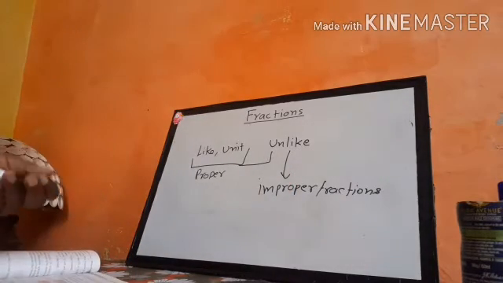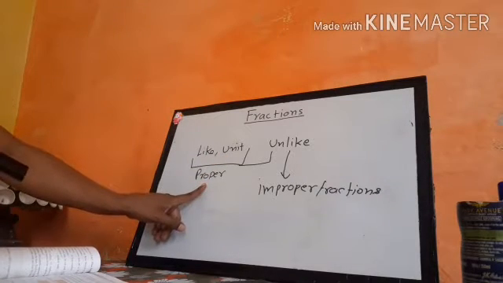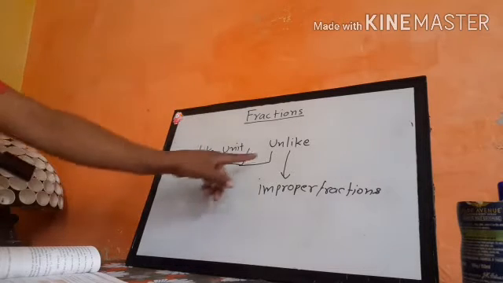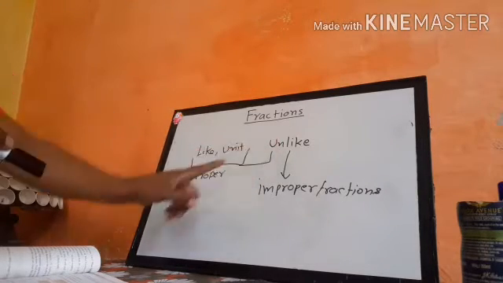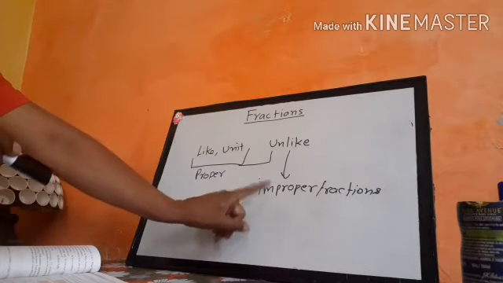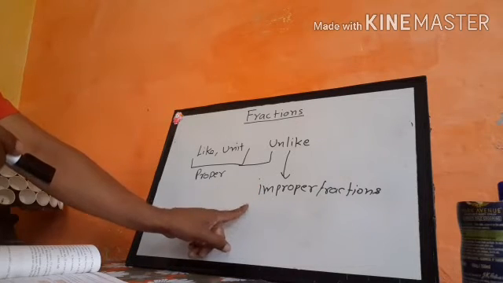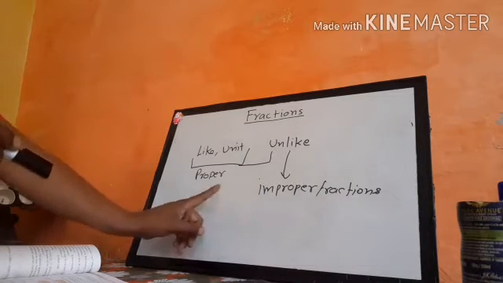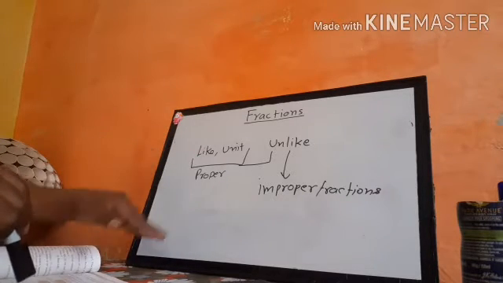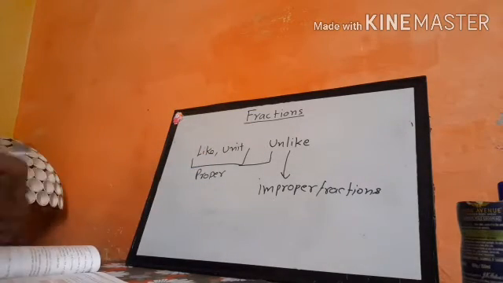It means it is sure that like and unit fractions are always proper fractions, because their numerator is smaller than the denominator. Only unlike fractions can be proper as well as improper. Keep this in your mind. It will help you to solve problems and also in the representation of fractions. So let's come to the main topic, that is the representation of these like, unit and unlike fractions on a number line.